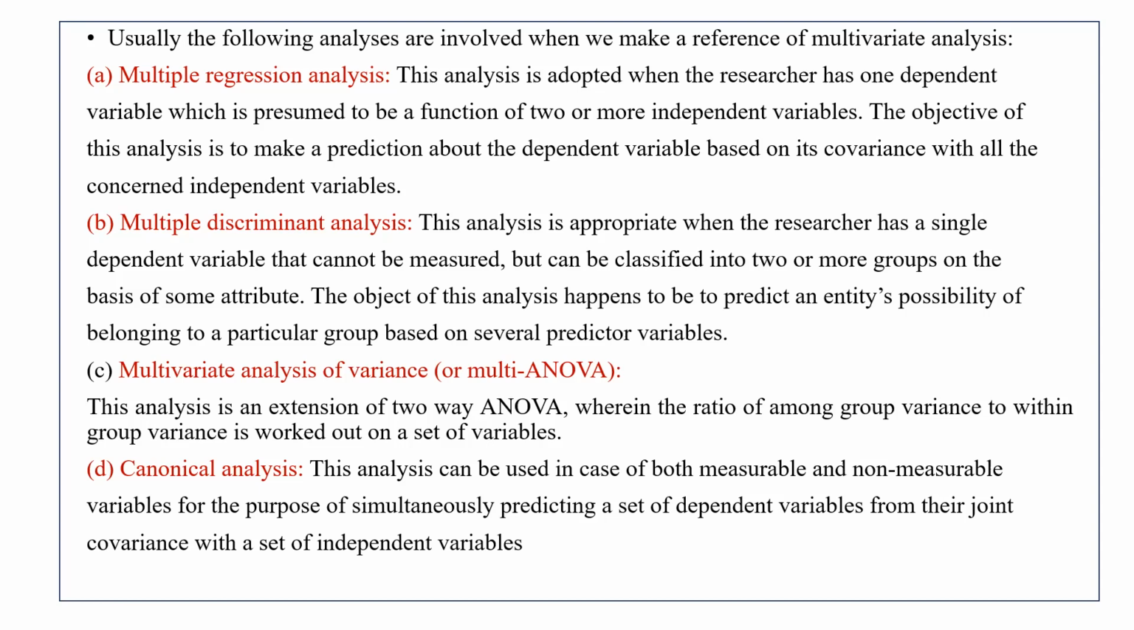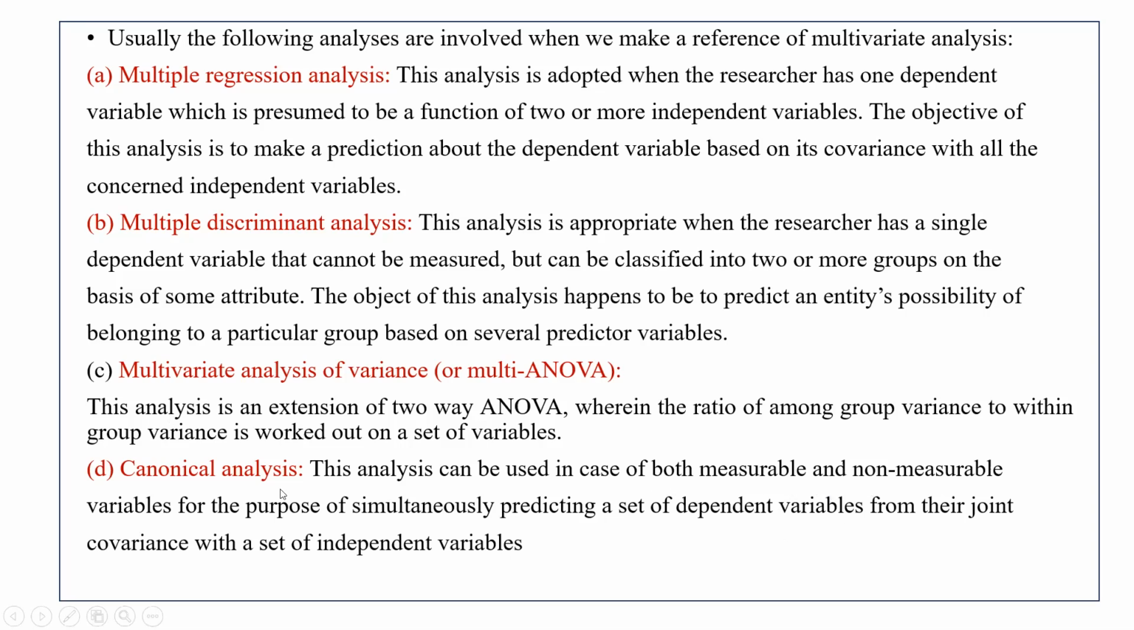Again, the multivariate analysis of variance, also called MANOVA. This is actually the analysis of two-way ANOVA, where the ratio of among-group variance to within-group variance is worked out on a set of variables. So a ratio is found within the group, and then the analysis is done between the different sets of variables.